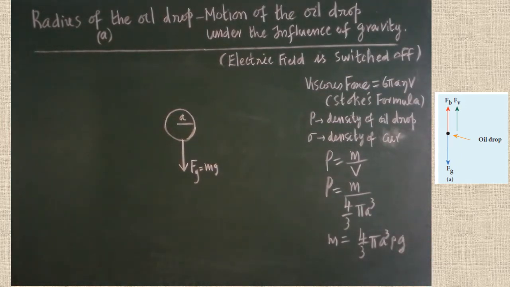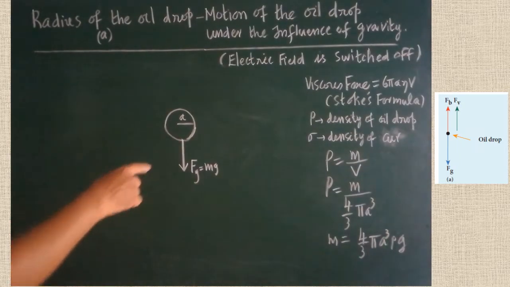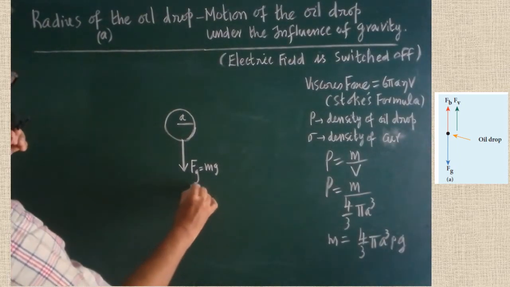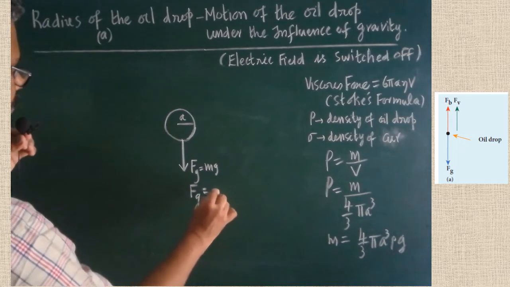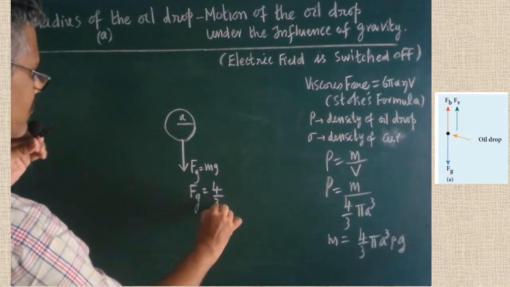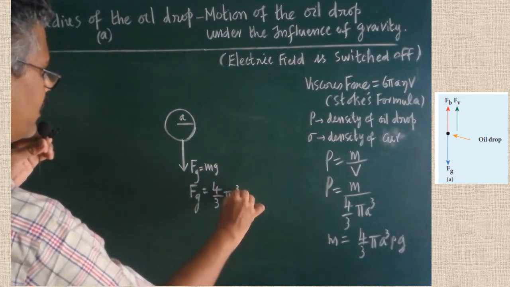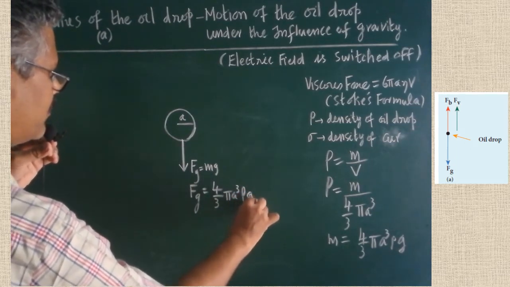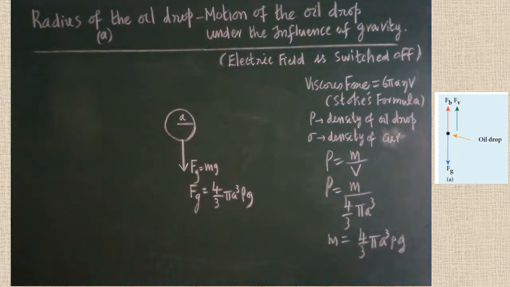Now in this gravitational force expression, I am going to replace the term m. Instead of that, we can write Fg as 4/3 pi a cubed rho g. So this is the appropriate expression for the gravitational force.